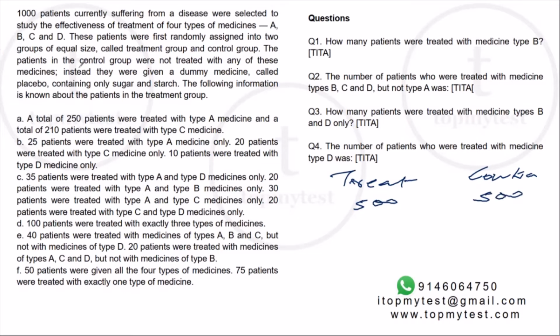The patients in the control group were not treated with any of these medicines. So they were not given any of them. So none of A, B, C, D is basically the control group. That's 500. That's already known to us. Instead, they were given a dummy medicine called placebo, containing only sugar and starch. The following information is known about the patients in the treatment group.